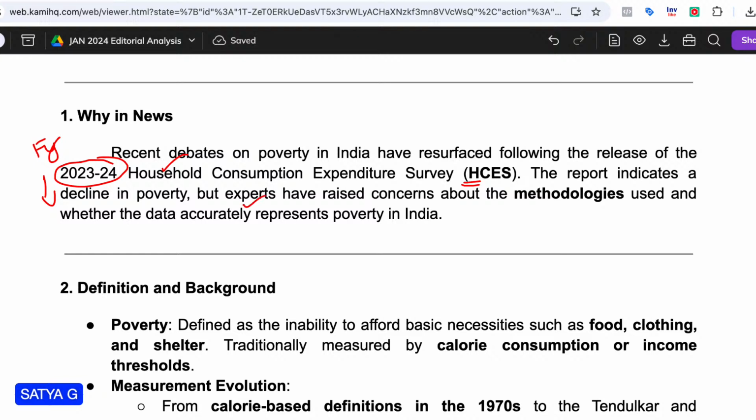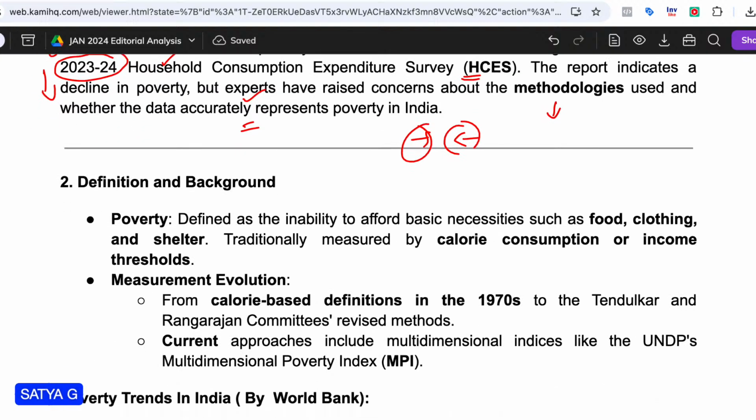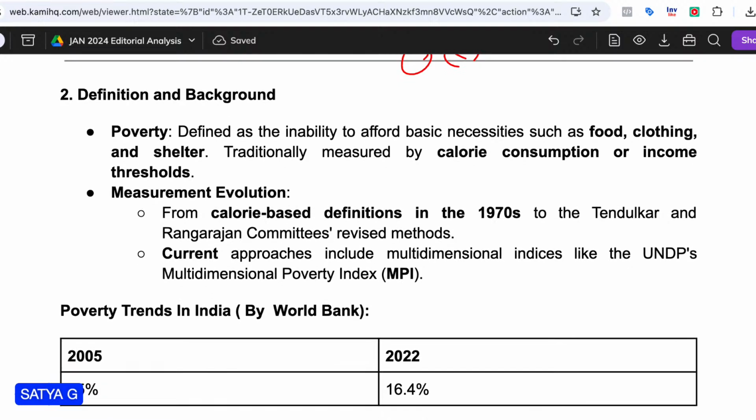But experts or critics will argue. They are saying the methodology used in that survey and the data are not accurate. They are arguing. So friends, we will deep dive into what the concept is in this one. So these are the news. But before that, what is poverty, what are the measurements, and some of the Indian stats and global stats that are very, very important for the examination.